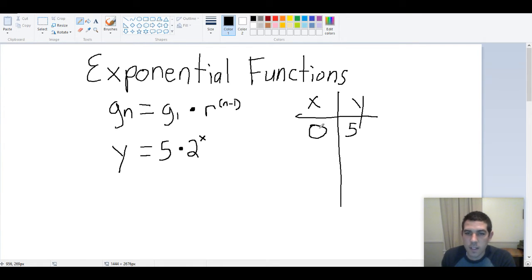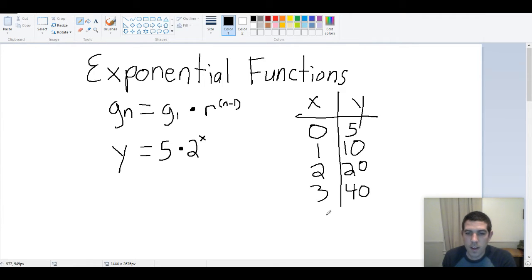Whereas if x was 0, we wouldn't do anything at all and we get our 5. If x was 1, well then this is 2, and we do 5 times 2, 10. And if x is 2, well then 2 raised to the second power is 4, and 4 times 5 is 20. If x was 3, we'll do 2 raised to the third power, which is 2 times 2 times 2, or 8. And 8 times 5 is 40. And look over here on the y side, you see it is doubling, 5, 10, 20, 40.